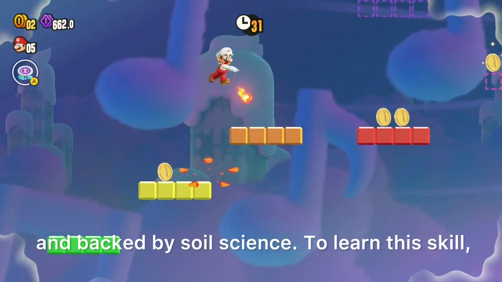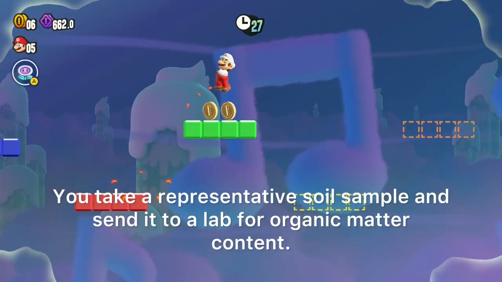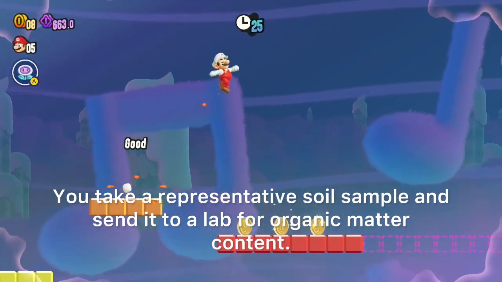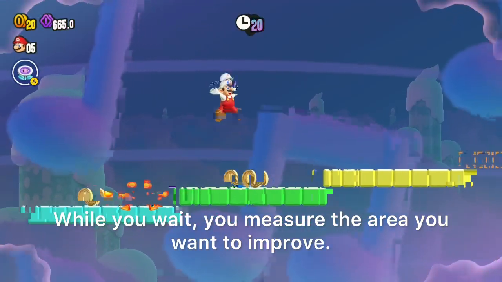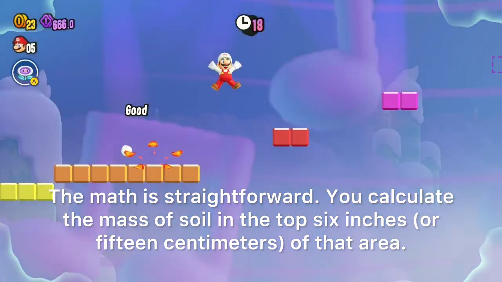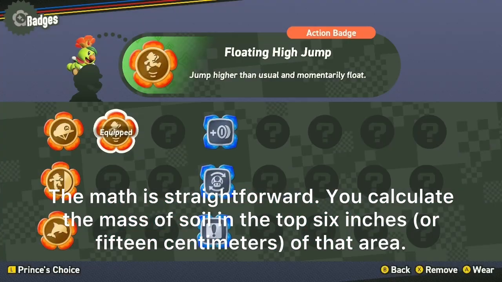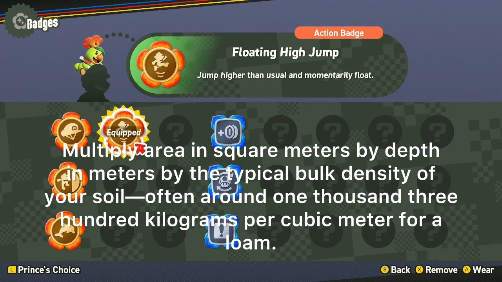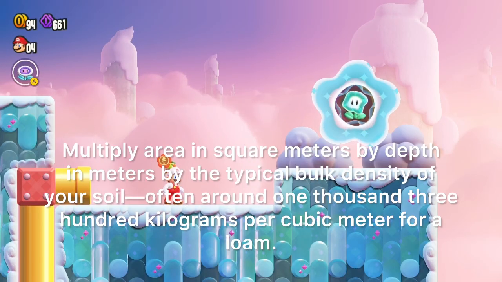To learn this skill, you first observe your own patch of ground. You take a representative soil sample and send it to a lab for organic matter content. While you wait, you measure the area you want to improve. The math is straightforward. You calculate the mass of soil in the top 6 inches, or 15 centimeters, of that area. Multiply area in square meters by depth in meters by the typical bulk density of your soil, often around 1,300 kilograms per cubic meter for a loam.